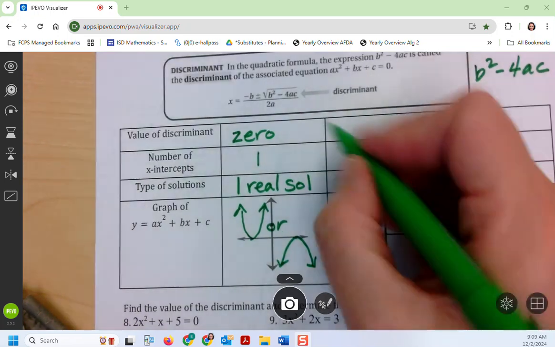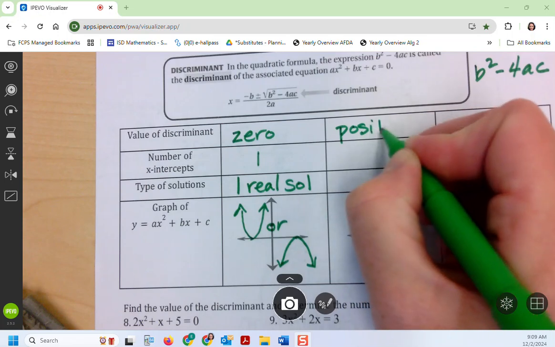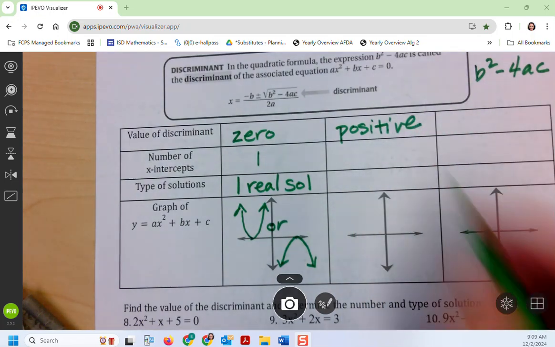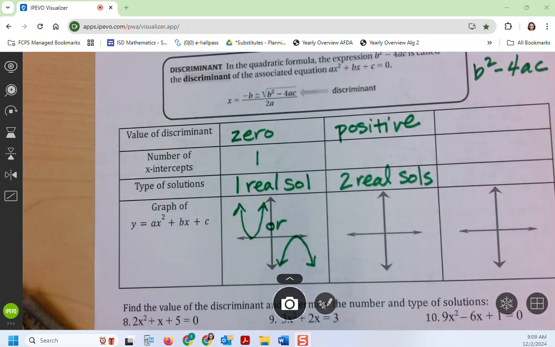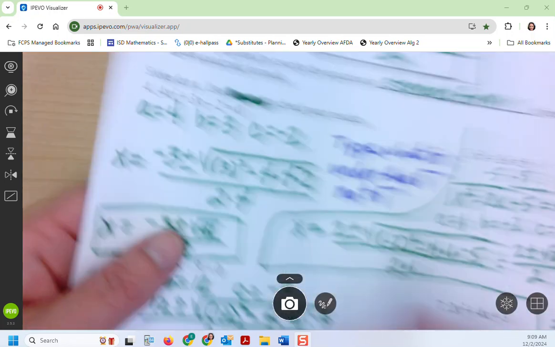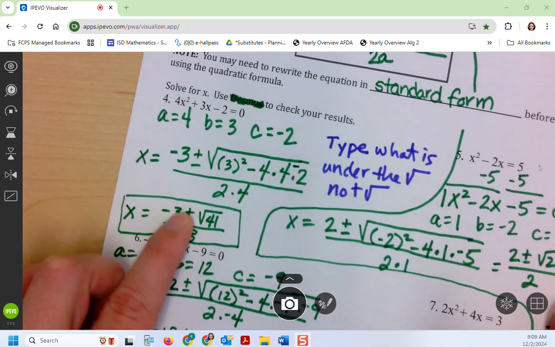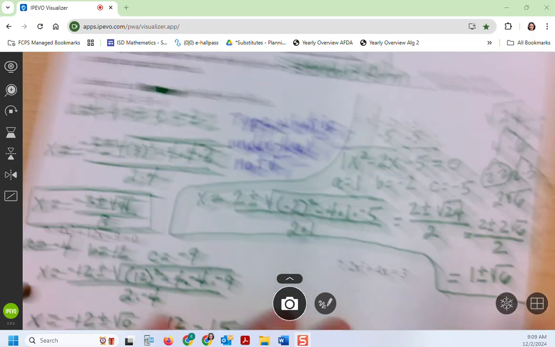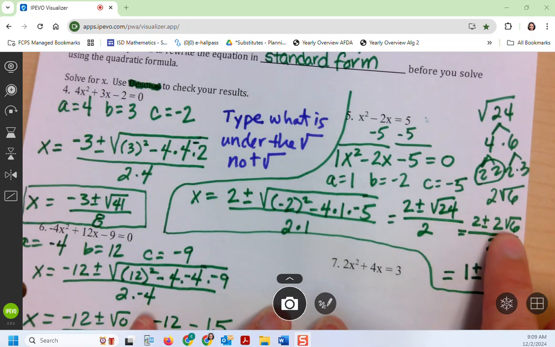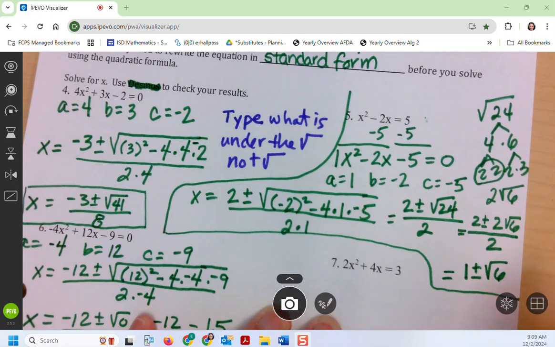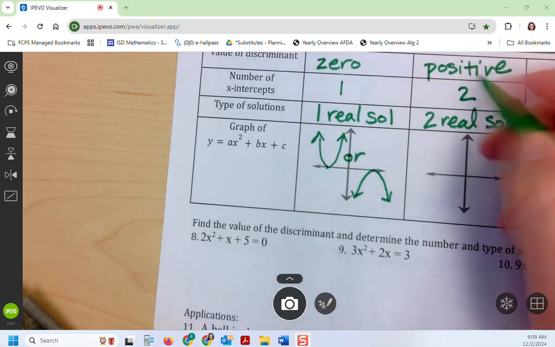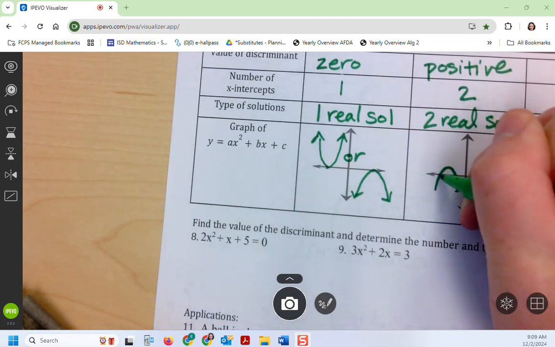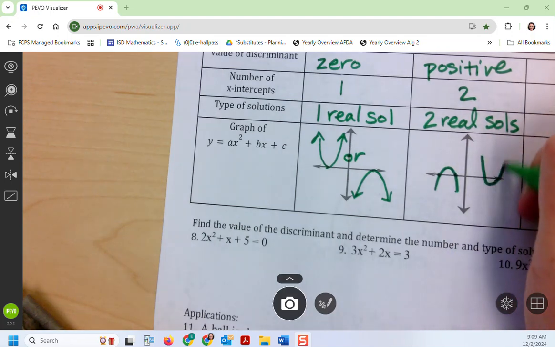When the value of the discriminant is positive, you're going to have two real solutions. And those are the other problems that we did on the front. I'm going to turn back for just a second. Notice here, the discriminant was positive 41. We had two solutions. One was with the plus and one was with the minus. Over here, again, we had a positive discriminant, 24, and we had two solutions. One's with a plus and one's with a minus. So when the discriminant is positive, you have two real solutions, and you will have two x-intercepts, and it could look like this. There's your two solutions here and here, or it could look like this.